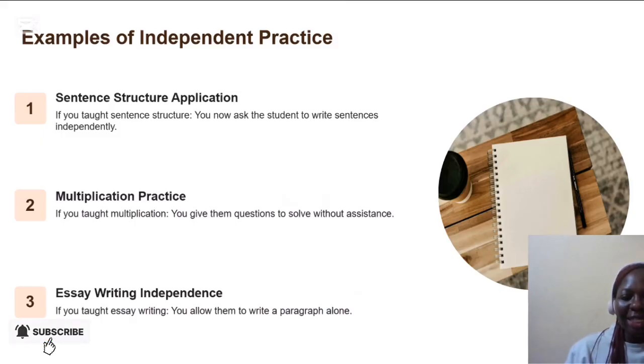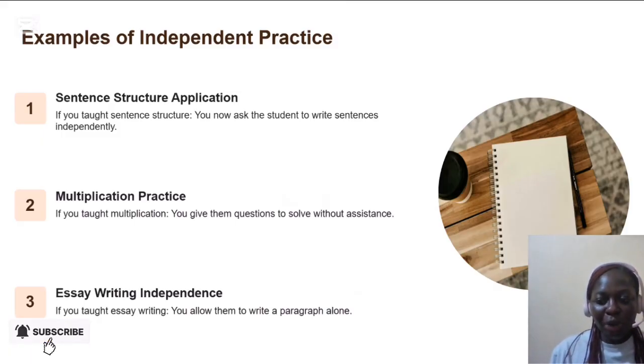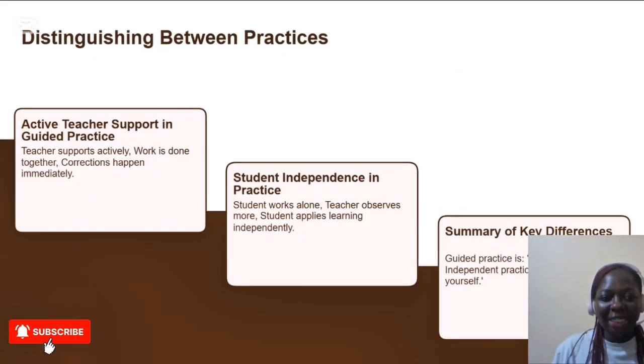If you taught essay writing and independence, let them be able to write a paragraph on their own. Let them guide them. You've guided them before. They should be able to do it on their own using the tips that you have dropped. So if you don't drop a good tip, they will not be able to follow. So your guided is where the actual learning takes place. Independence is where you know if the learning has taken place.